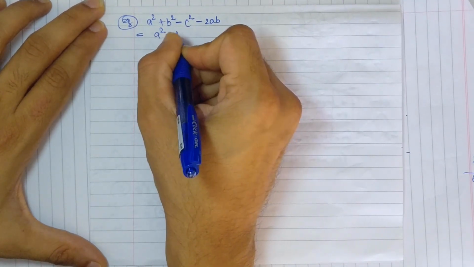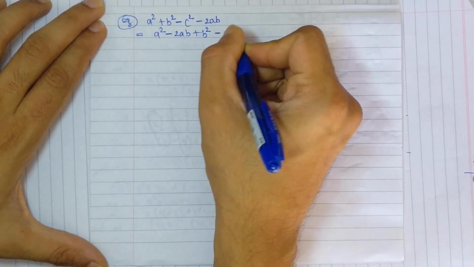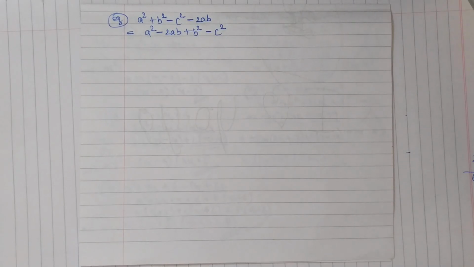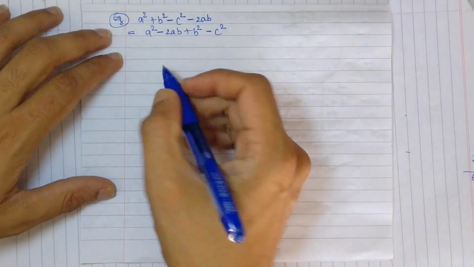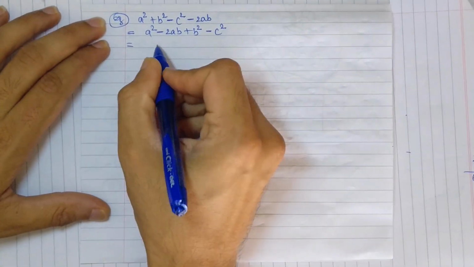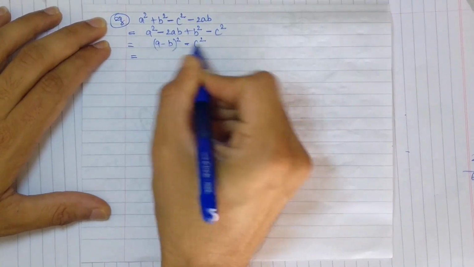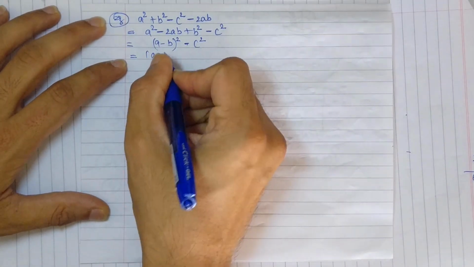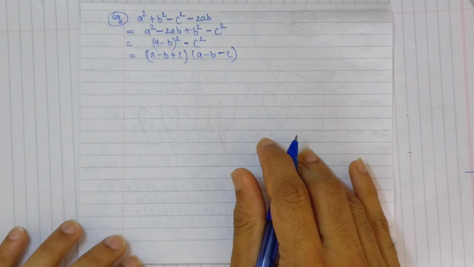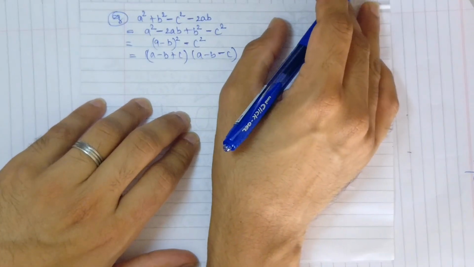A square minus 2ab plus b square minus c square. So what I did is I'm doing some rearrangement. What is a square minus 2ab plus b square? If you know the identities well, this is a minus b the whole square minus c square. So again, difference of two squares, so it will become a minus b plus c and a minus b minus c. So this is your factorization. Let's take one more example like this.